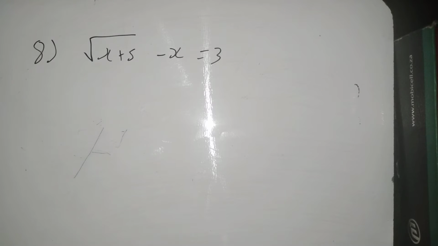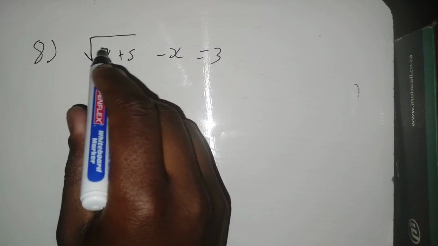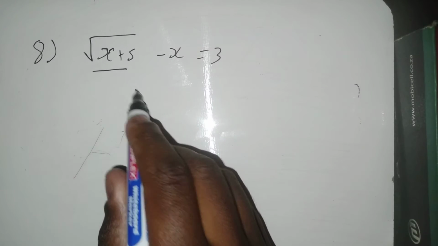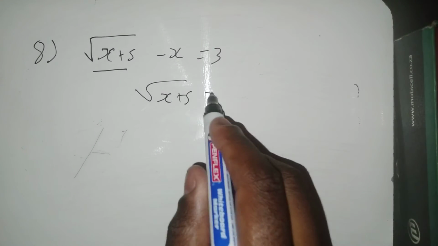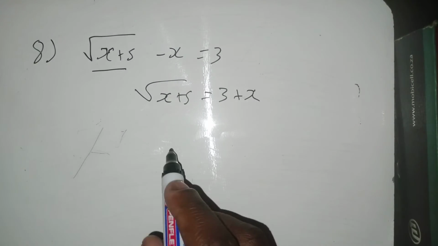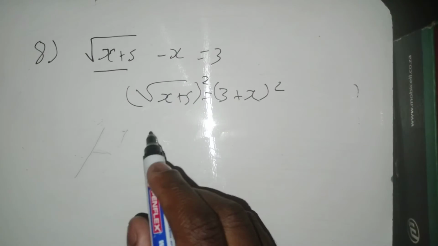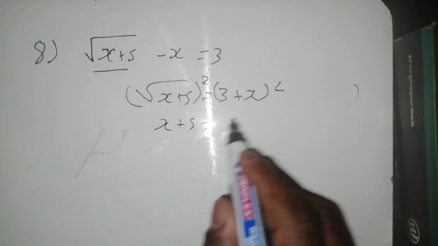Alright, so let's look at this stuff. You can pause the video and attempt it. So here is the solution. We have to isolate this part, right? So we take this to the other side so that this part remains alone. So this becomes 3 plus x. Then we have to square both sides. The square cancels the square root. We have x plus 5 is equals to this.